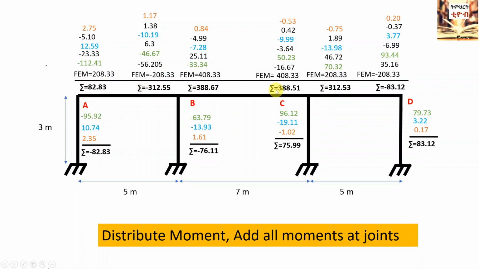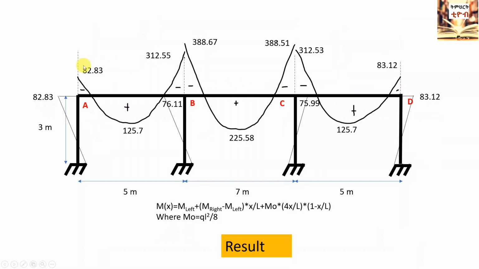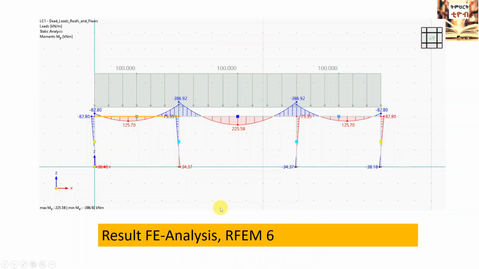The final results are shown in this diagram. The moments along the span can be calculated based on the moment of simply supported beam M0 and the moments at the left end and the right end of each beam element. For comparison, I have here an image from finite element analysis with RFEM 6. The beam moments are consistent with our earlier findings. As in the example, you can determine the moments for beams and slabs using moment distribution method, in case you don't have access to finite element software.